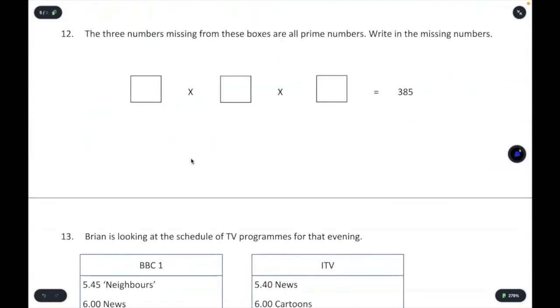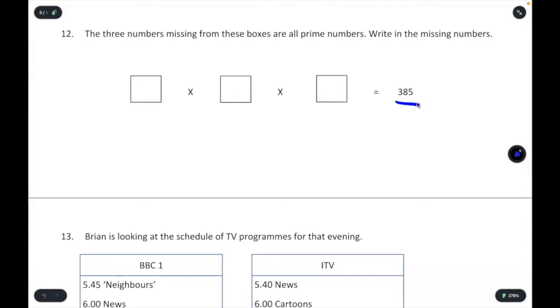Question 12. The three numbers missing from these boxes are all prime numbers. Write in the missing numbers. So we've got three different numbers. They are multiplying to make a total of 385. So these three numbers each need to be a factor of 385. A factor is a number that the main number can be divided by and it leaves no remainder.